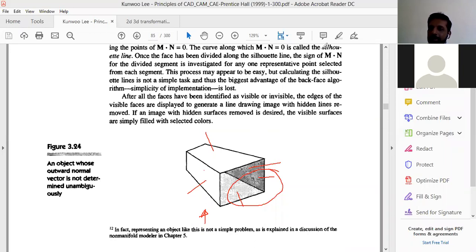But predominantly the backface algorithm is always used first, and in the next step we will see how to solve this further on. First it is always going to run the backface algorithm, right? Okay, we'll stop here for today.